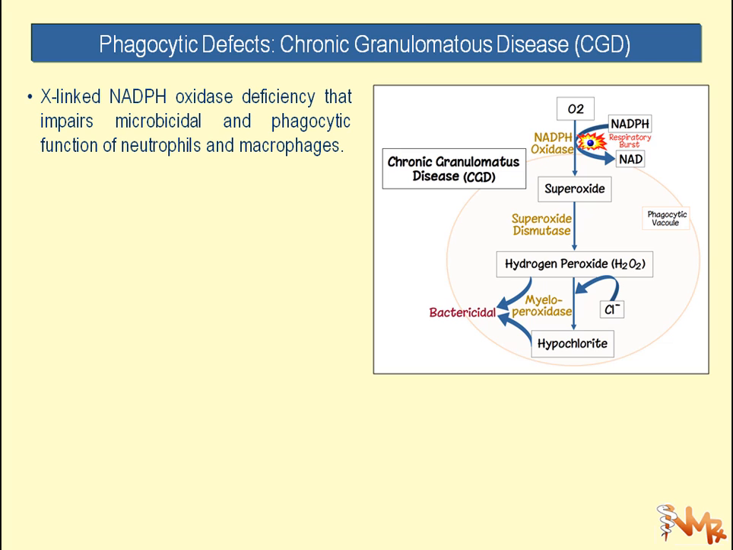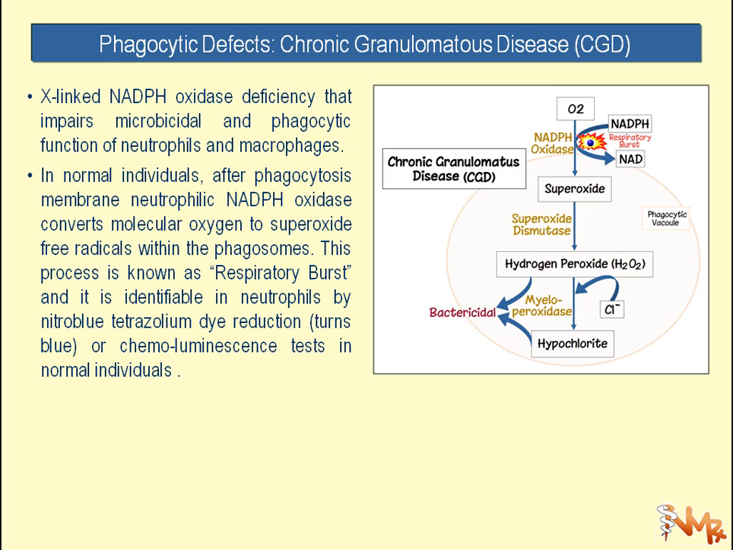This is an X-linked condition for the most part, and for the most part it is due to NADPH oxidase deficiency. As you can tell, this enzyme is encoded by chromosome X, and this deficiency impairs the microbicidal and phagocytic functions of neutrophils and macrophages. I want you to know that in chronic granulomatous disease, phagocytic function stays intact. However, the ability of the macrophages or neutrophils to kill the bacteria that they have phagocytized is impaired.